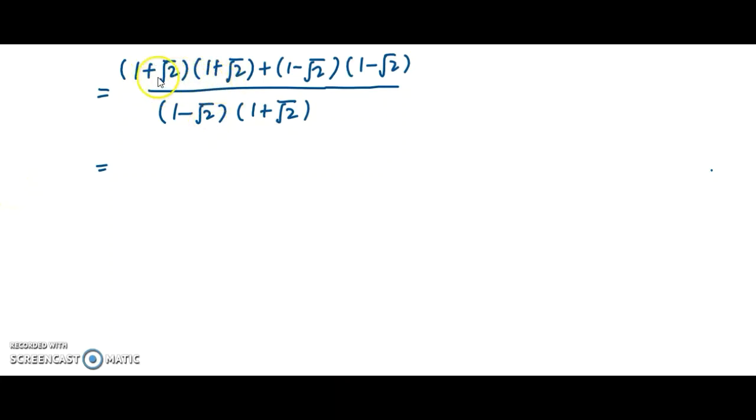Okay, then we now expand the numerator. 1 multiplied by 1, 1. Plus surd 2, you got 2 surd 2. Surd 2 multiplied by surd 2, you got positive 2. Alright? Plus 1 multiplied by 1, you got 1. 1 multiplied by negative surd 2, negative surd 2. Negative surd 2 multiplied by 1, another negative surd 2. So negative surd 2 minus surd 2, you got negative 2 surd 2. Negative surd 2 multiplied by negative surd 2, you got positive 2, because surd 2 multiplied by surd 2, you got 2.